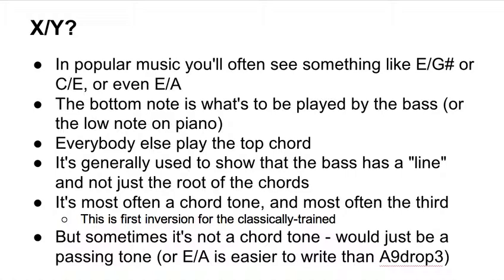E over A is easier to write than A9 drop 3, which is a really complex looking chord. But E, G sharp, and B, but you've got this A in the bass. So if you separate that G sharp from it enough, then it's not as ugly sounding as it could be. So E over A is a lot easier to write than A9 drop 3. That's really all the chord types that we'll generally see in our music.